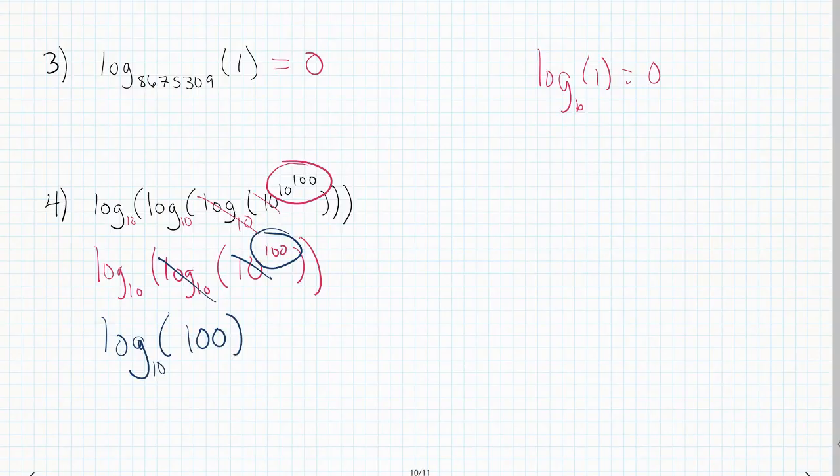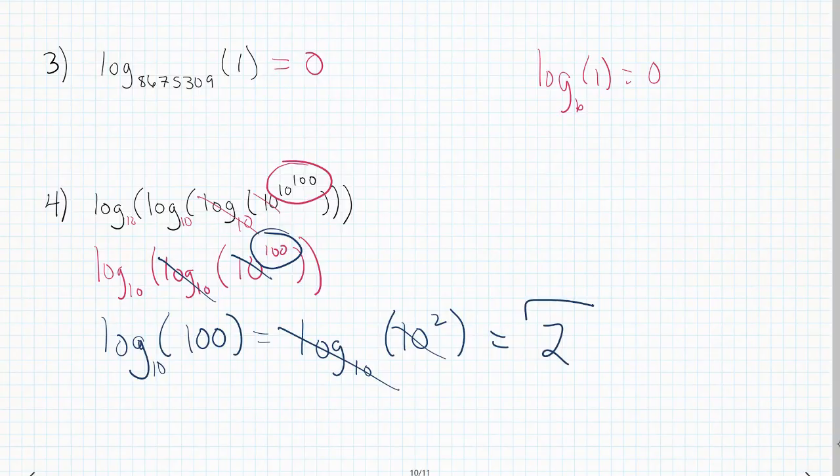Okay, so you probably could use a calculator right here, but just to make it a little bit easier on ourselves, log base 10 of 100 is just 10 squared, right? And so notice you can cancel off again, essentially, and we're left with our final answer of just 2.